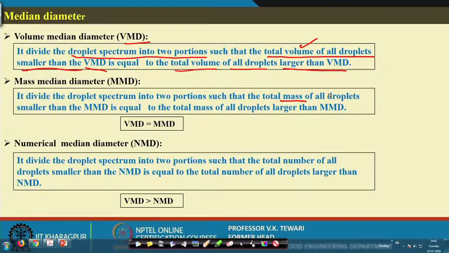But one will talk of the total mass value, and below that the smaller ones, the mass must be equal to that beyond that value. So, VMD and MMD are virtually numerically equal.